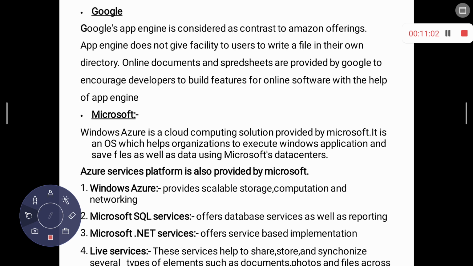That's the thing. Microsoft is another one of the vendors. Okay, Azure. Microsoft Windows Azure is a cloud computing solution provided by Microsoft as an OS, which helps organizations to execute Windows applications and save the files as well as data using Microsoft Data Center. Remember which Windows Azure is going to be used. Now, what are the services provided by Azure? These are the services enlisted here.